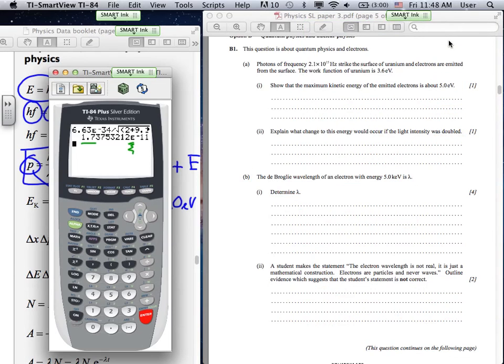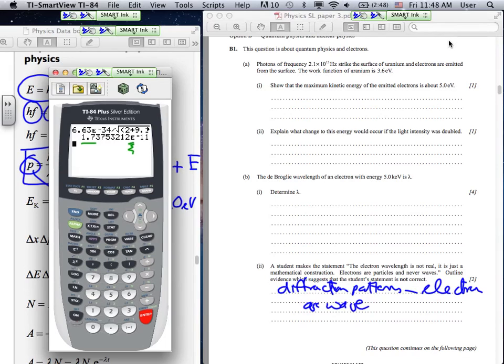Good, so then it says over here, student makes a statement, the electron wave is not real, it is just a mathematical construction, electrons are particles and never waves. Outline evidence which suggests that the student statement is not correct. Well, it's not correct because when electrons pass through a very narrow slit, a crystal, they diffract. You get diffraction patterns. So because you get diffraction patterns, this shows that electrons are waves. Because when you pass them through a crystal.